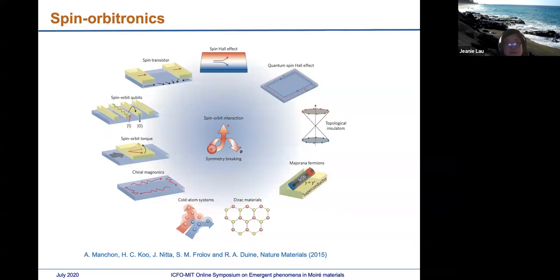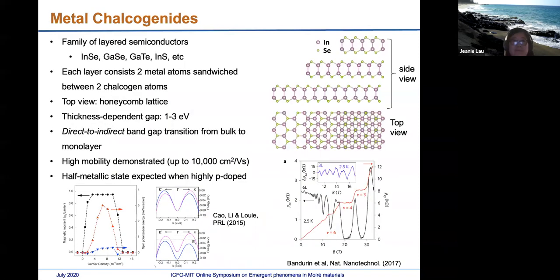So what do we do, right? Can we have the best of both worlds? The answer is you can, if we can control the spin-orbit coupling in situ. And so this, of course, brings us to 2D materials.